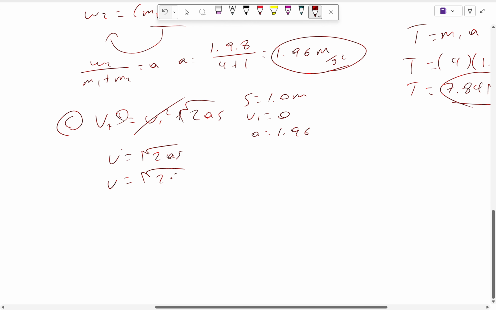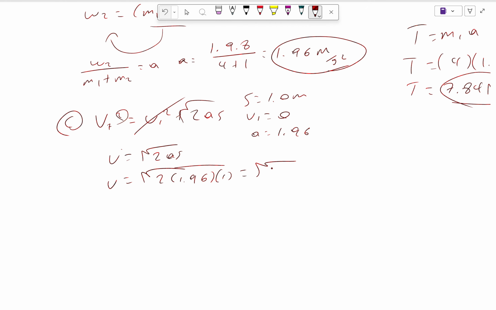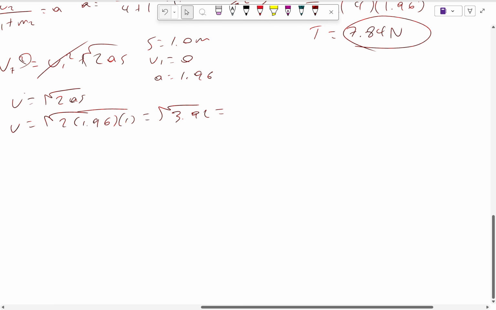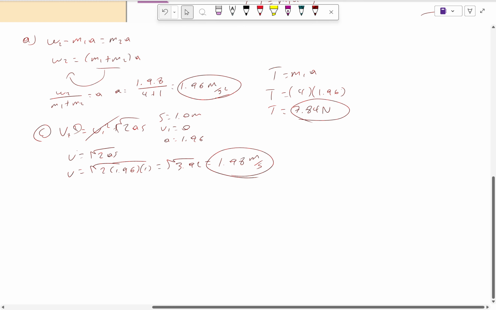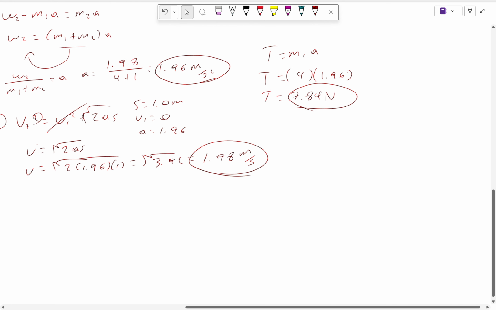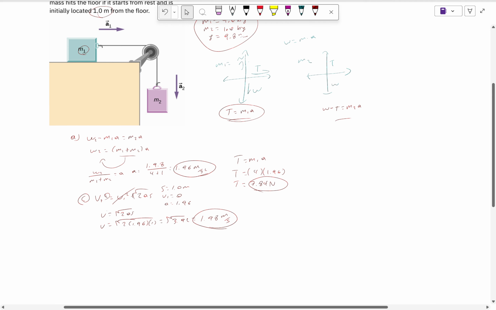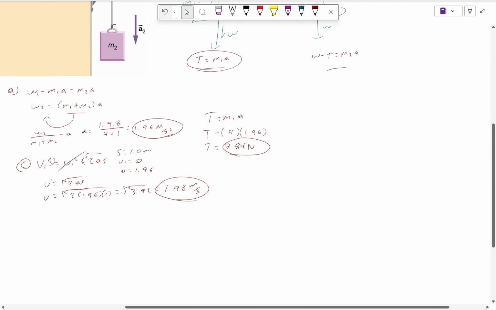So square root of 2, acceleration 1.96, and then s, which is 1. So what do you get? I got 3.92. The square root of 3.92 is 1.98 meters per second. That's very close to the acceleration, by the way, huh? Well, anyways, that's the 3 answers for the 3 questions.